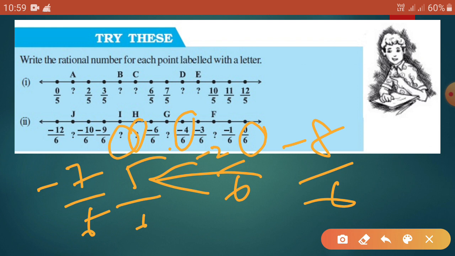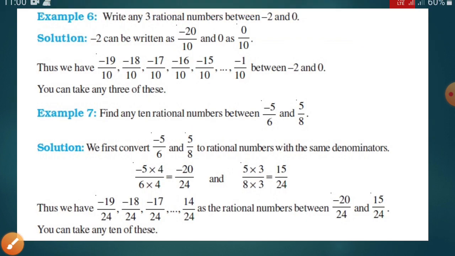And what will be the value of J? What is the number after 10 and before 12? That is 11. So this point J will be minus 11 by 6. Got it? So go to the next slide.